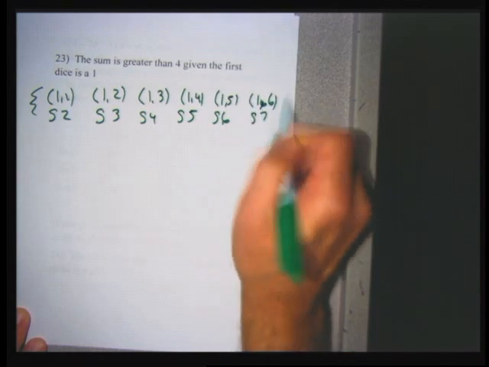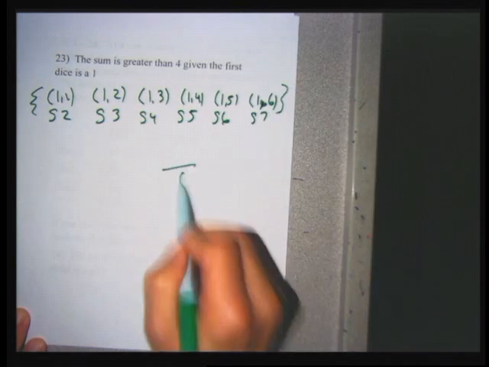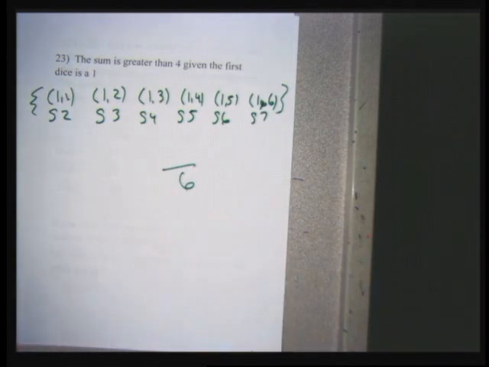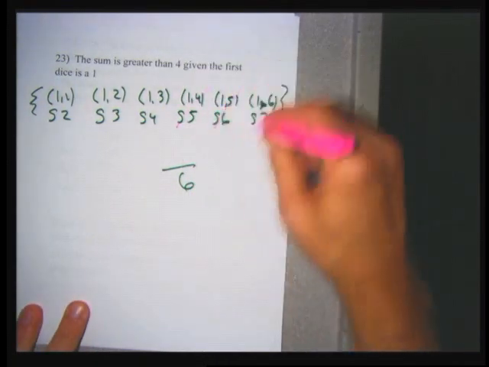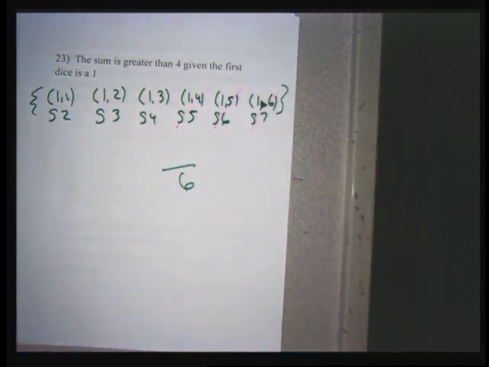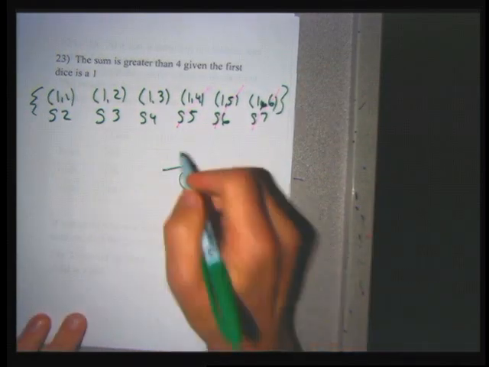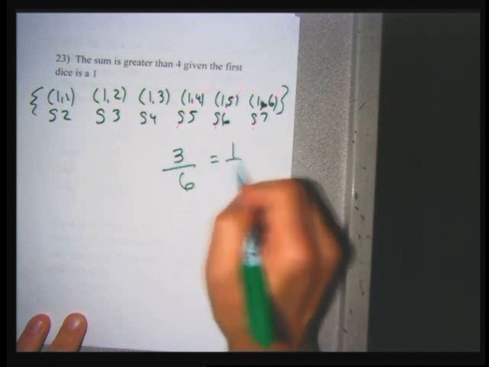6, sum of 7. So the denominator again is going to be 6 because in the sample space that works for the criteria here, there's 6 elements. I need the sum greater than 4. Each of those sums, 5, 6, and 7, are greater than 4. So the numerator is going to be 3, and that's going to reduce to 1/2.